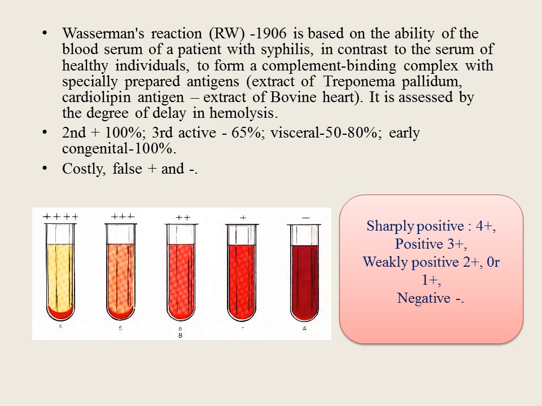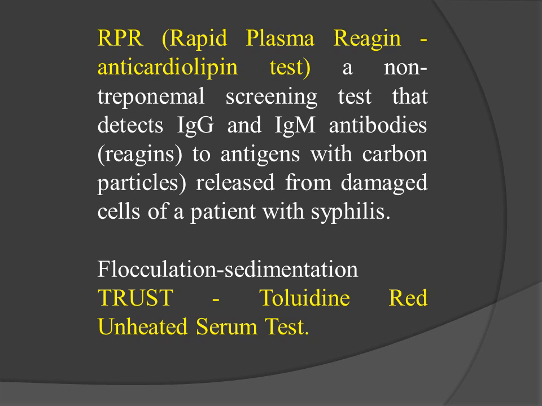RPR, rapid plasma reagin, anti-cardiolipin test, a non-treponemal screening test that detects immunoglobulin G and M antibodies to antigens with carbon particles released from damaged cells of patients with syphilis: flocculation, sedimentation, TRUST, toluidine red unheated serum test.